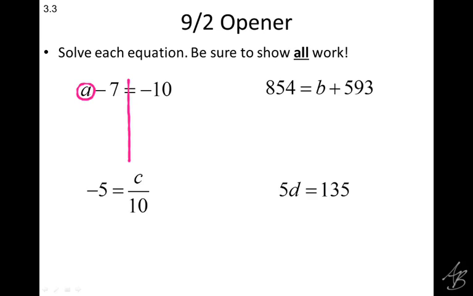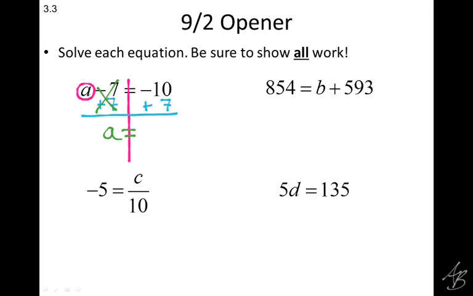All right, so to get a by itself, what do we need to get rid of? The 7. And how are we going to get rid of that 7? So we're going to add 7. By adding 7 here, that's going to cancel out the minus 7. Okay, but if I add 7 on one side of the equal sign, I'm going to have to add 7 on the other side. All right, so we add 7 over there. And the 7s are going to cancel each other out, which leaves what on the left side? A all by itself. And on the right side, we have negative 10 plus 7.